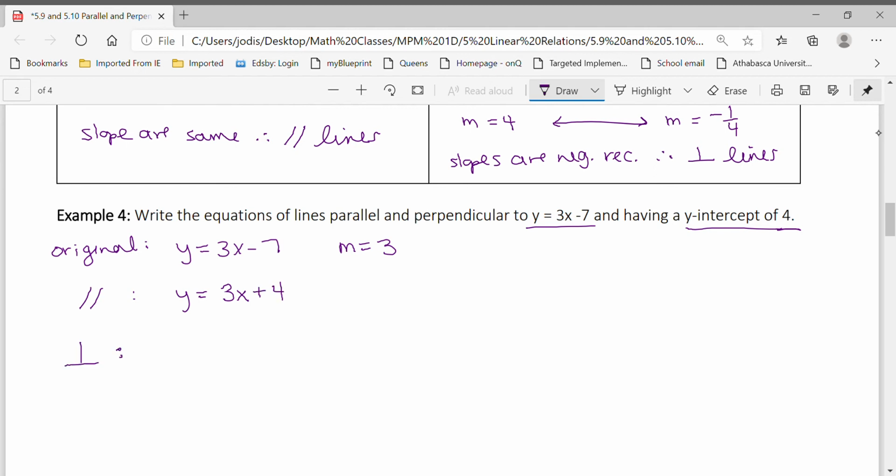For my perpendicular line, we know we should have a negative reciprocal slope. So if the original was 3, we need to flip that fraction, right? Because it was 3/1, so 1/3. And this was positive in the original. Our new one has to be negative. Don't forget your x. And we still want a y-intercept of 4, so plus 4. Okay, so that would give us our parallel and our perpendicular lines to our original.